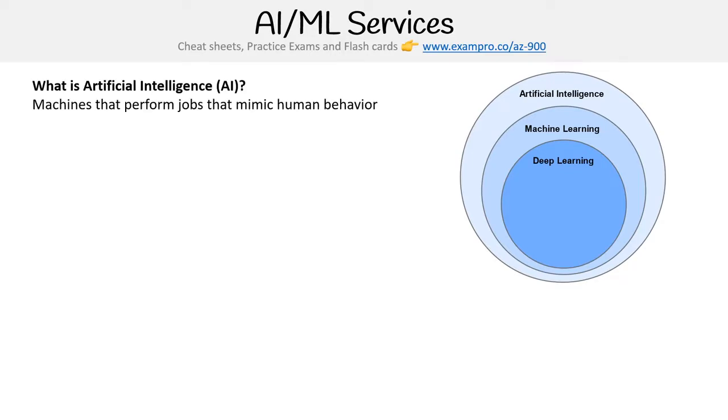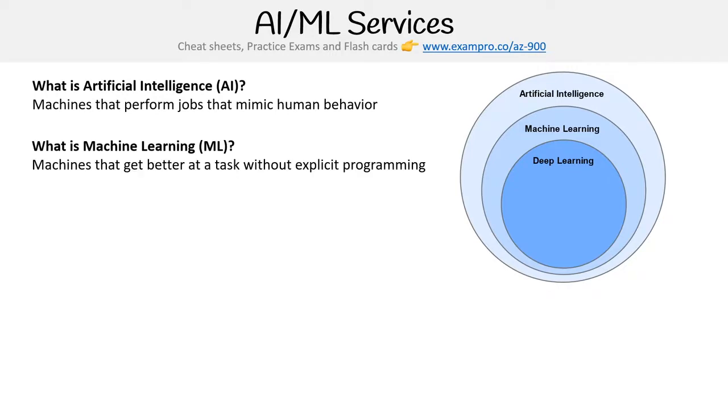And we'll start with artificial intelligence. So what is artificial intelligence or AI? This is where machines perform jobs that mimic human behavior. Now, that doesn't mean that the technology behind it has to be complex. It could be if-else statements, but it could be utilizing machine learning. It could be utilizing deep learning. But the point is that it mimics human behavior. Then you have machine learning, and this is where machines get better at a task without explicit programming. So they are smart enough to learn on their own.